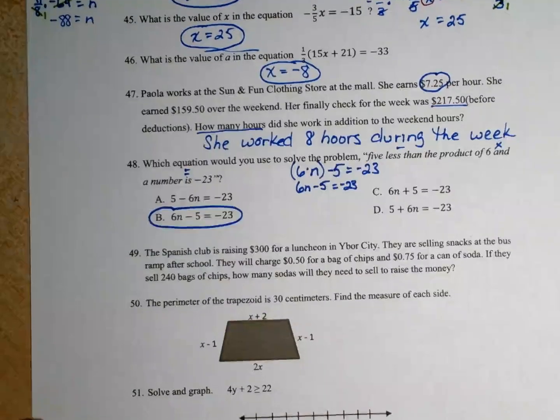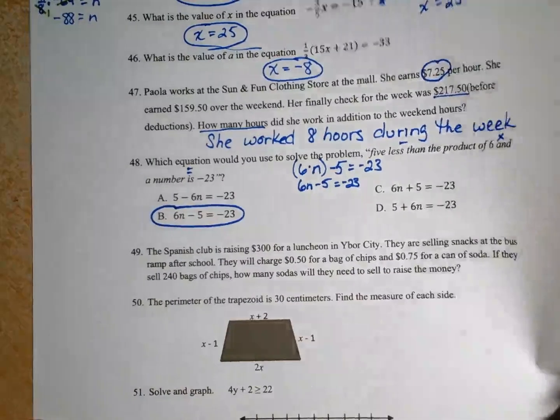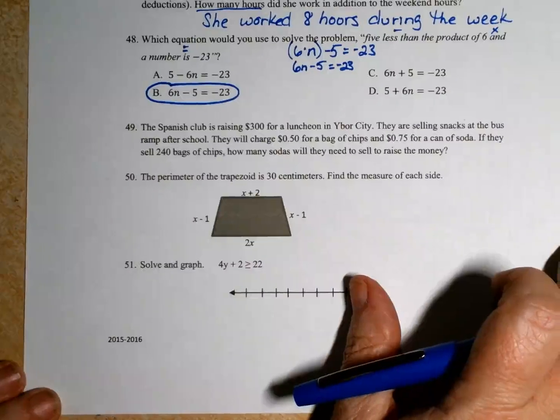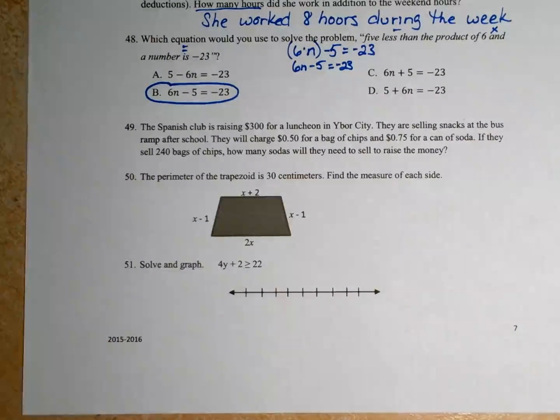Number 49, the Spanish Club is raising $300 for a luncheon in Ybor City. They're selling snacks at the bus ramp after school. They will charge 50 cents for a bag of chips and 75 cents for a can of soda. If they sell 240 bags of chips, how many sodas will they need to sell to raise the money? Okay.